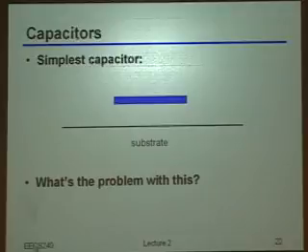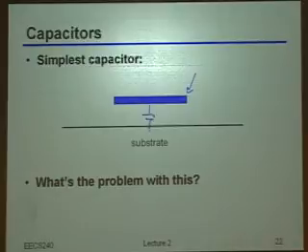So this is the simplest example that I can think of. I just take a piece of metal, right? I've got my substrate underneath it, and I basically say, well, hey, I've got a parallel plate capacitance between that piece of metal and the substrate. So indeed that's a capacitor. But I claim there's actually a fairly big problem with this particular way of building a capacitor.